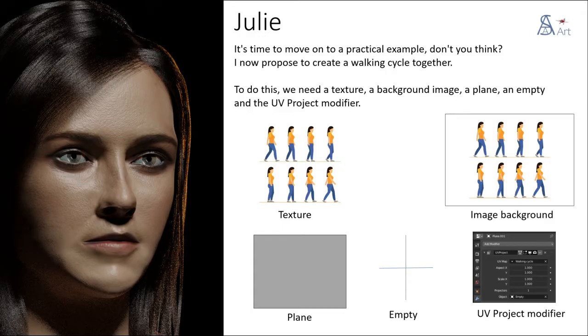It's time to move on to a practical example, don't you think? I now propose to create a walking cycle together. To do this, we need a texture, a background image, a plane, an empty and the UV project modifier.